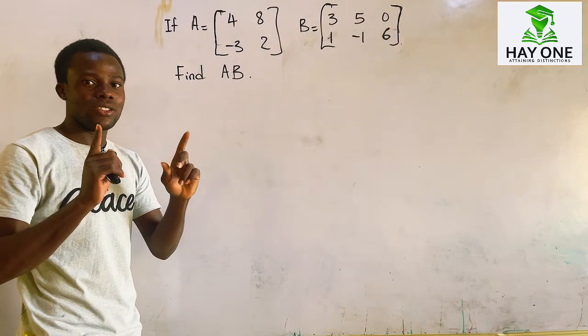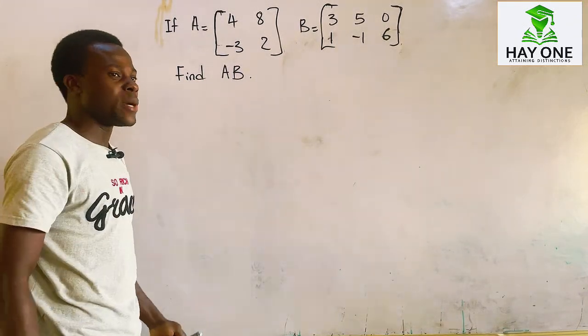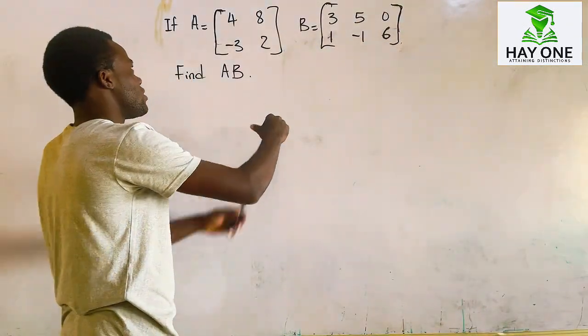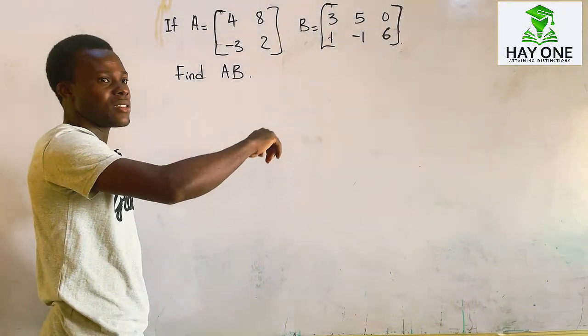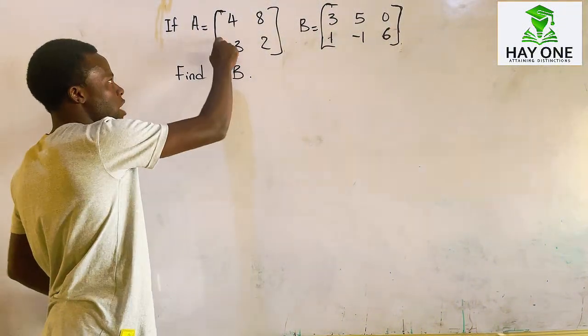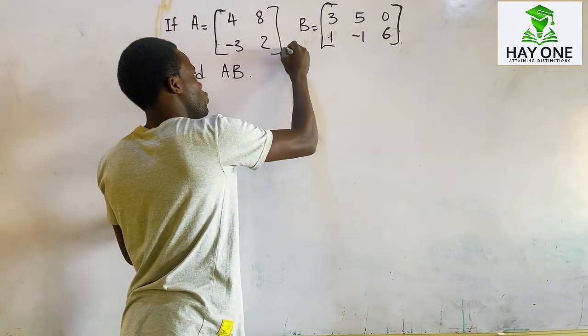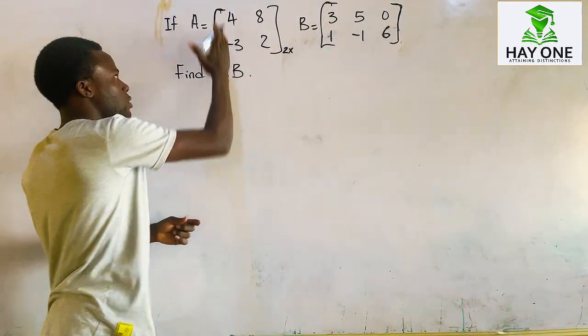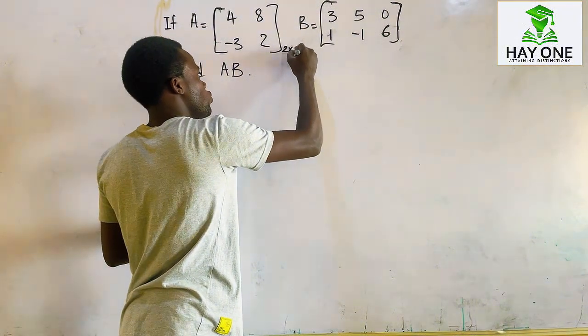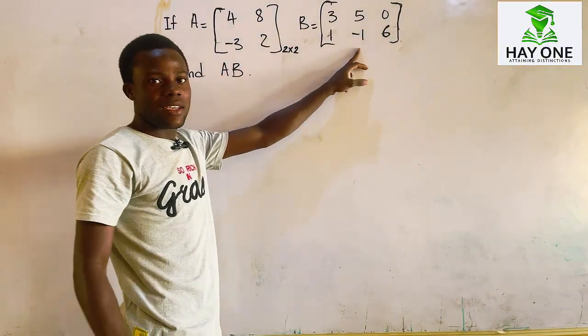Now, the first thing you do is write the dimension of your matrix. The dimension of this matrix: you count the number of rows first, then you count the number of columns. How many rows do we have for this matrix? 1 and 2. So that is 2 by, then how many columns? 1, 2. So this is a 2 by 2 matrix. Then you check this second one too.